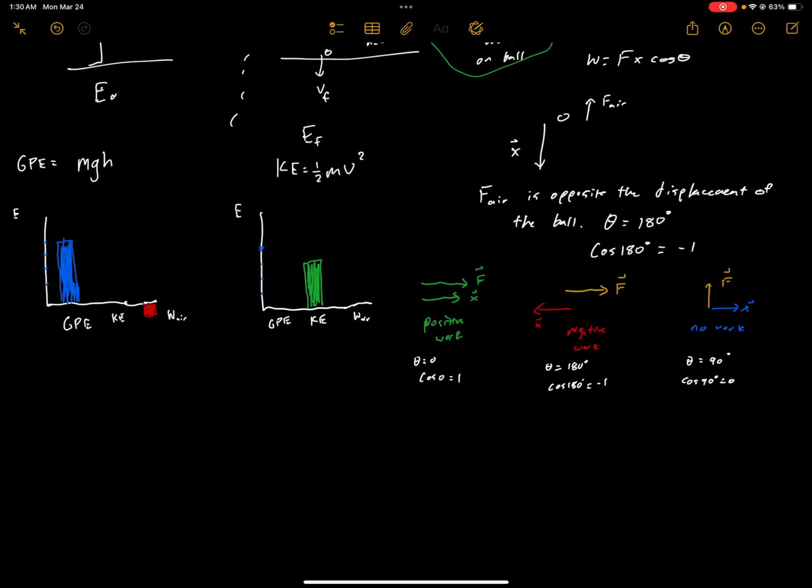And if they're perpendicular to each other, that's going to be an angle of 90 degrees. The cosine of 90 is 0. So there's actually no work done, right? So in a case where the force applied, or whatever force is acting on the system, that force is not doing work on the object if the object's displacing at a right angle.